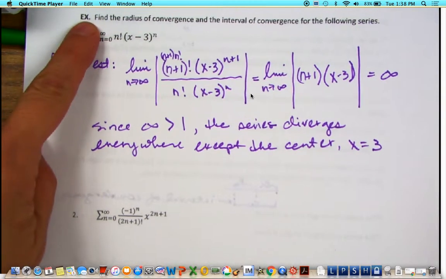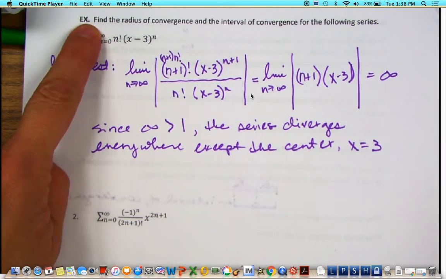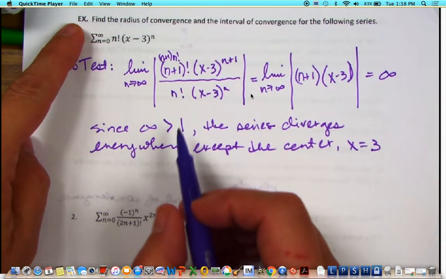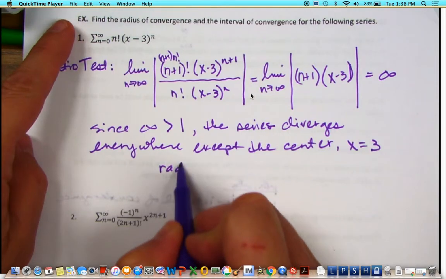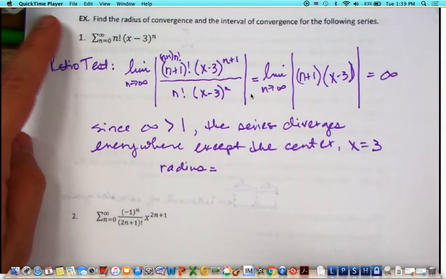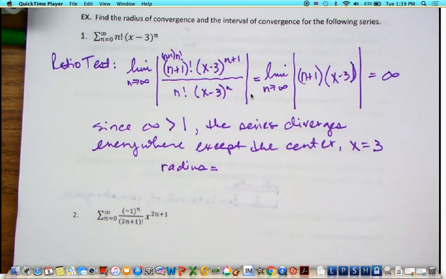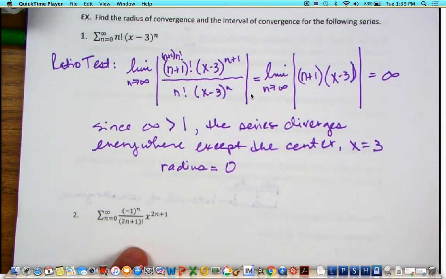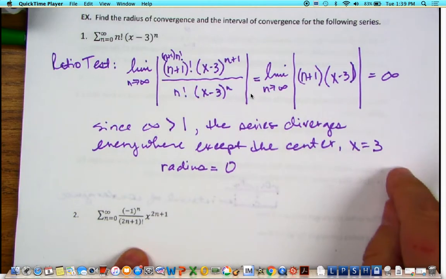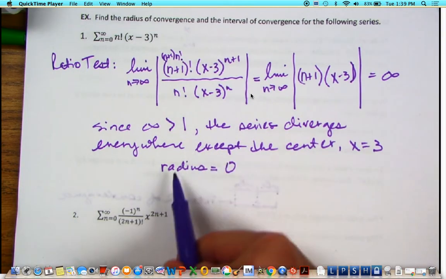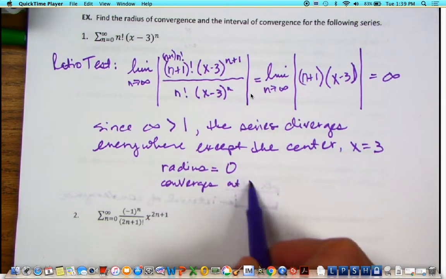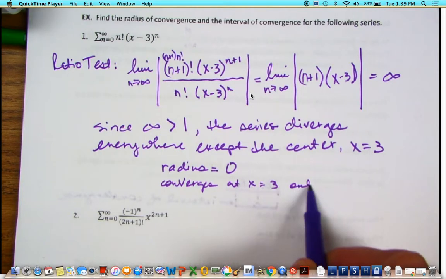Okay, so this asks me to find the radius of convergence and the interval of convergence. So the radius is what? 0. The radius is 0, right? Because it only converges at the center. And the interval would just be, right, it converges at x equals 3 only.